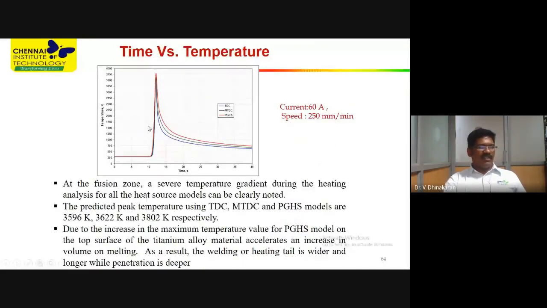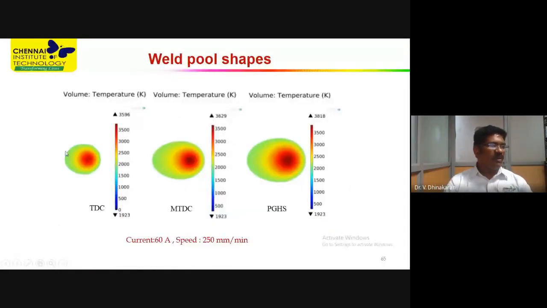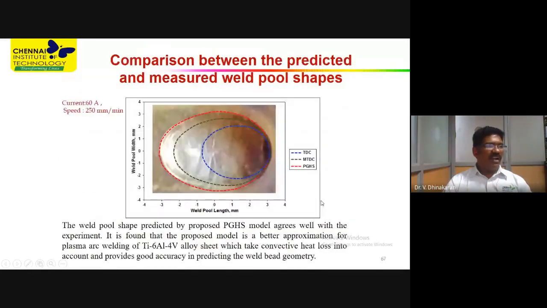Okay, and the temperature, see, there is a last one, PGHS. Okay, so this is the peak temperature measured by using these three heat source models, and it is found that Dinagar's model is correctly predicting the temperature. Okay, so this is the weld pool predicted by the three different heat source models, and this is the physical weld pool from the experiments, and the physical weld pool measured from the experiment is correctly predicted by Dinagar's model.